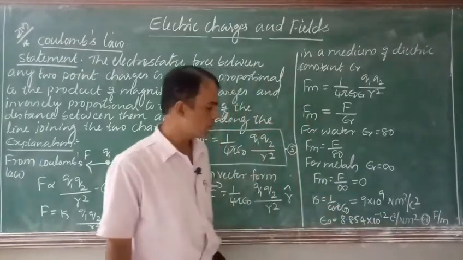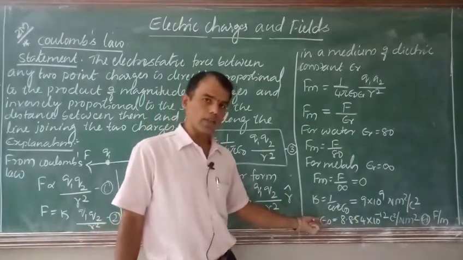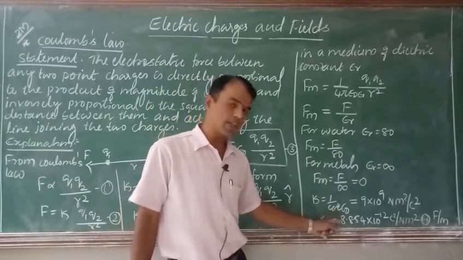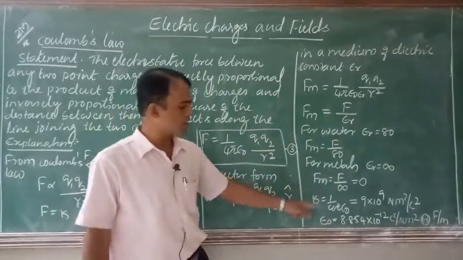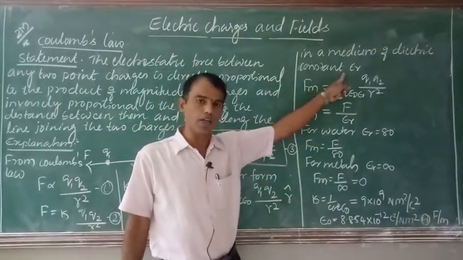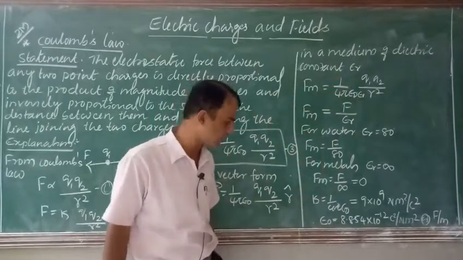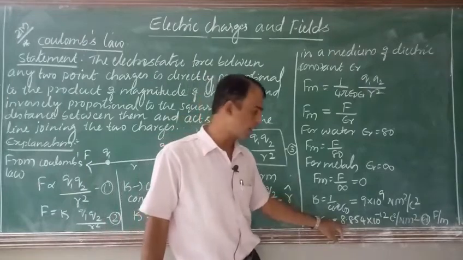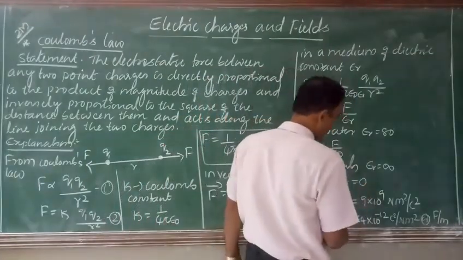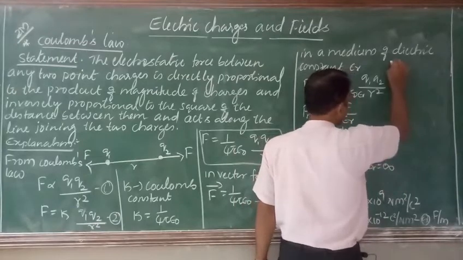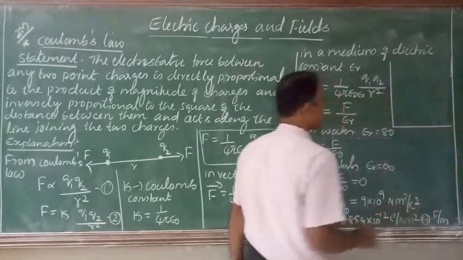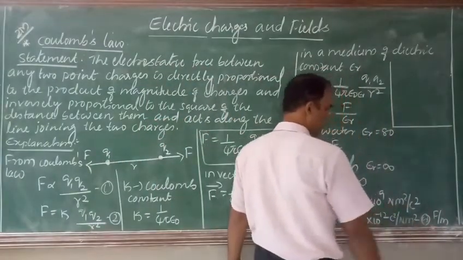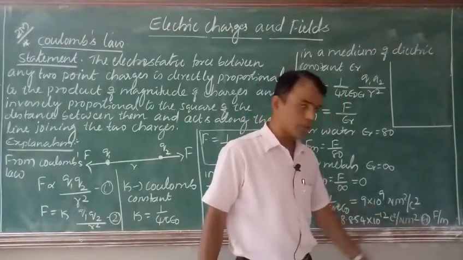epsilon naught, which is called absolute permittivity of free space or vacuum. Don't confuse this epsilon naught with epsilon r. Epsilon r is relative permittivity or dielectric constant. Epsilon naught is absolute permittivity of free space or vacuum. So this epsilon naught is a dimensional constant. I told you this is a dimensional constant. Therefore, it has a unit, Farad per meter or Coulomb square per Newton meter square.